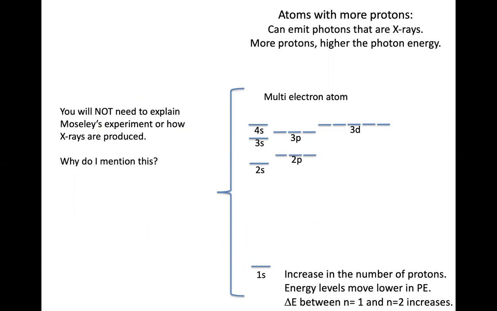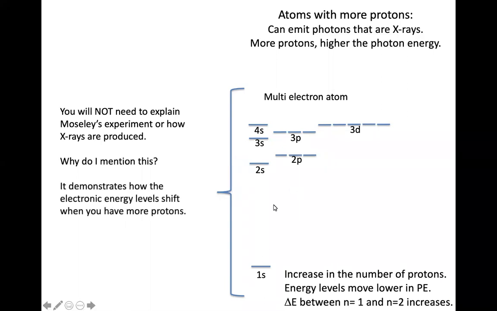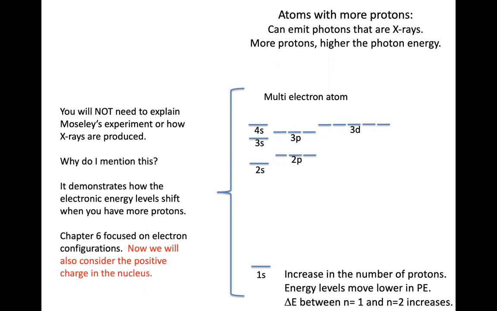You're not going to have to describe Moseley's experiment at this level. If you associate Moseley with atomic numbers, which correspond to the number of protons, I think you're in good shape. The reason I'm bringing this up here, though, is I want us to begin to think about the importance of protons. How we have these electronic energy levels, they're shifting their position as we have more and more protons being present. This interaction between the electrons and the protons, that's crucial here in chapter 7. In chapter 6, we had the electron configurations. We didn't really talk about the number of protons there. Now we're going to be thinking about the number of protons that we have as well.